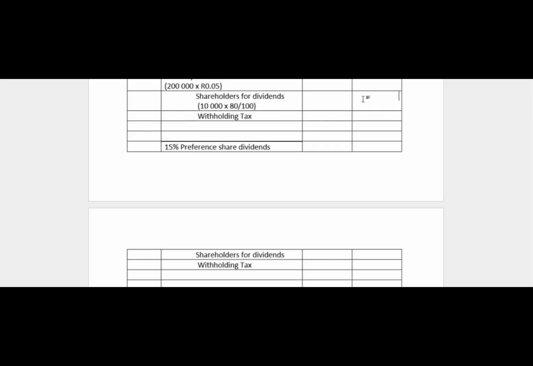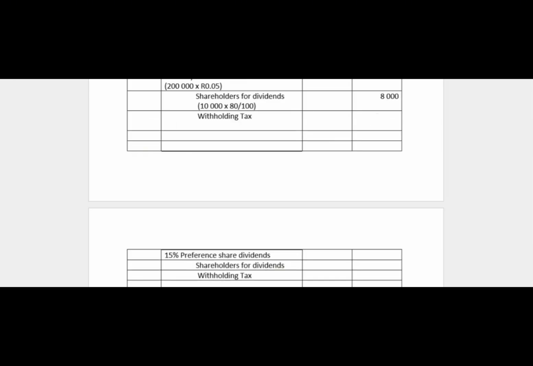All right, so we go to the credit side right there, we say 8,000 rand. This is the amount that's going to go to the shareholders. And then 20%. Please indicate these calculations. They might be having marks as well. So brackets there, 10,000 multiplied by 20 out of 100. So remember, this is 10,000 rand of dividends.